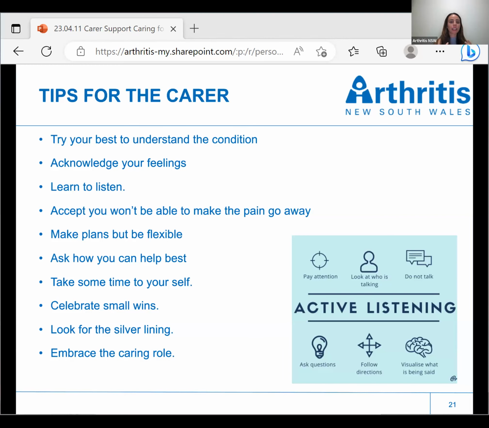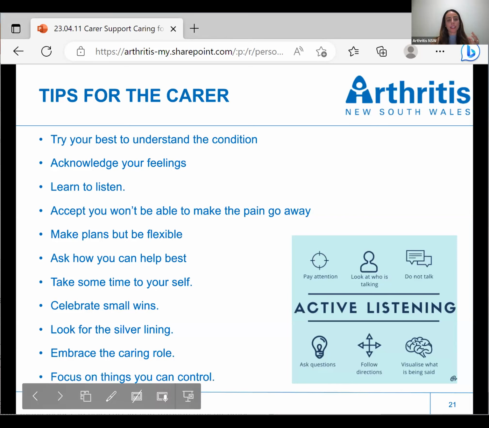So it can be really difficult in terms of, that's not what we wanted. It can be really difficult to embrace a caring role at times. It's very challenging, but how it makes you stronger and the more adaptive you become, the more you're able to find the benefits in being a carer. But you do want to make sure that you're focusing on things that you can control. And it goes back again to differentiating what is within your control and what's out of your control.